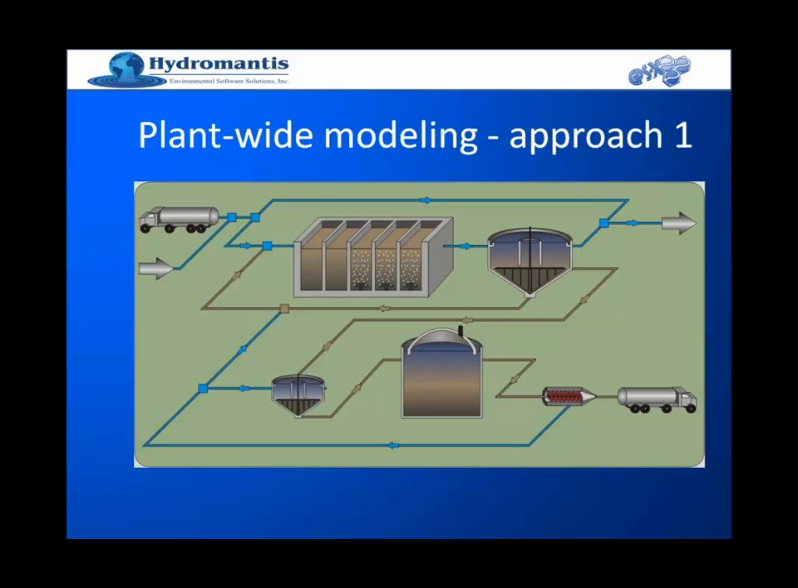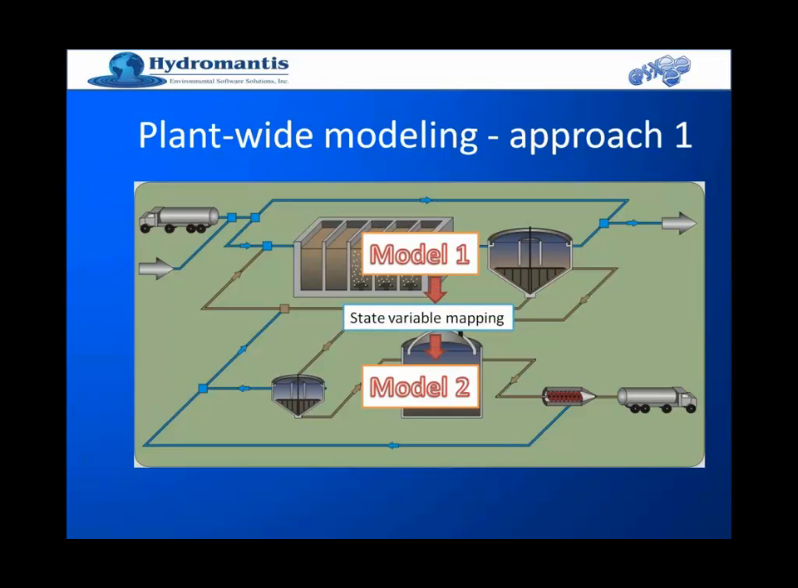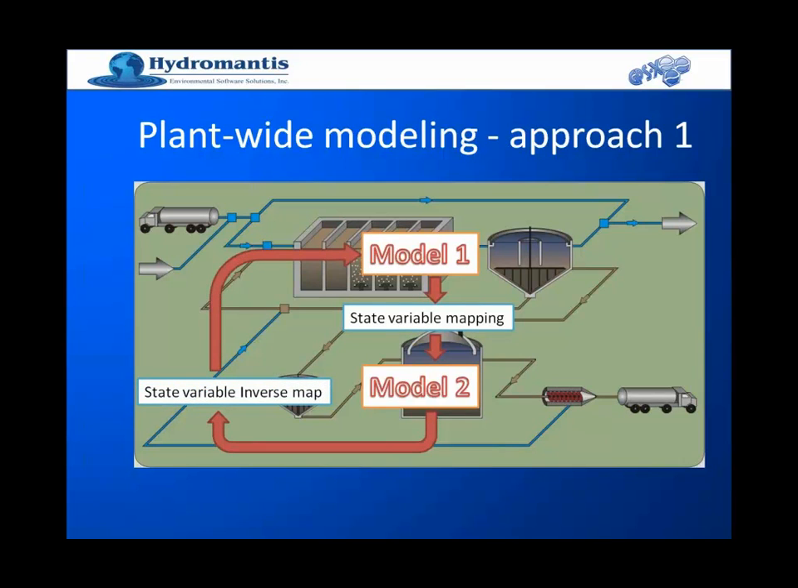Just to highlight the importance of plant-wide modeling and these kinds of comprehensive models, I'd like to show you two different approaches which can be used for plant-wide modeling. In approach one, we have a liquid train. This can be modeled by model 1, for example, activated sludge model number 1, number 2, 2D, or any other variation of those models. But when we want to model the anaerobic digestion process, we need a different model, for example, a model like ADM1. However, these two models have different sets of state variables, and to connect them we need a state variable mapping interface. Also, when we want to go from model 2 back to the liquid train from the solid train, we need a state variable inverse map.